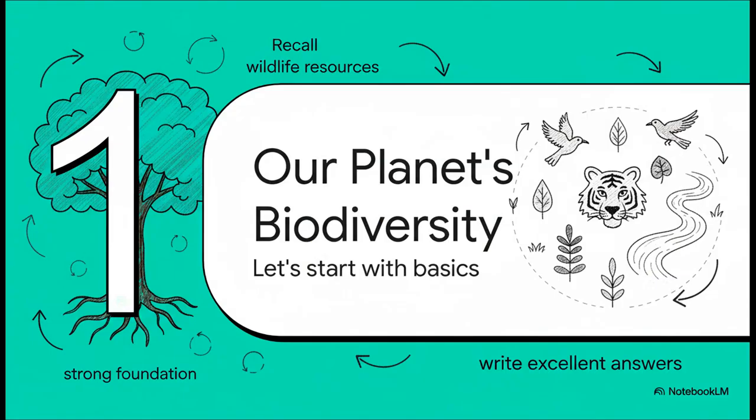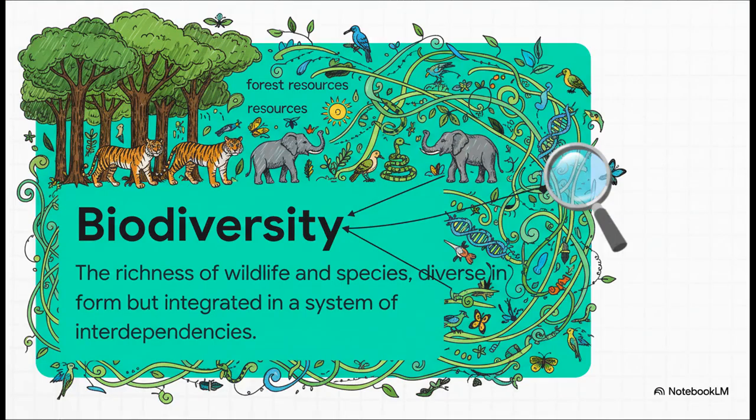Okay, to really get a good grip on this chapter, we have to start right at the beginning with the most basic ideas. You know, a strong foundation is always the key to writing excellent answers in your exam. So, let's look at this definition of biodiversity. I want you to notice the key words here. Richness of all the different species, how diverse they are, and this is the most important part, interdependencies.